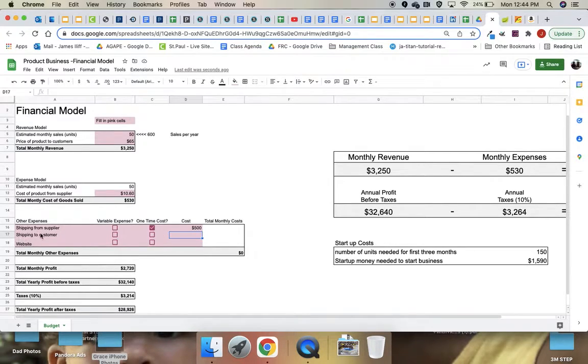Well, that's different than shipping to customer. Every time I sell one of these, I got to ship this to a customer. That's going to be a variable expense. And let's say that I figure out that it's going to be $8. Well, this does the math for you. It says, hey, if you sell 50 of these a month, and you have to spend $8, that's $400. All right, and then website. Website is not a variable expense, and it's not a one-time cost. You're going to be spending about $60 a month for that.